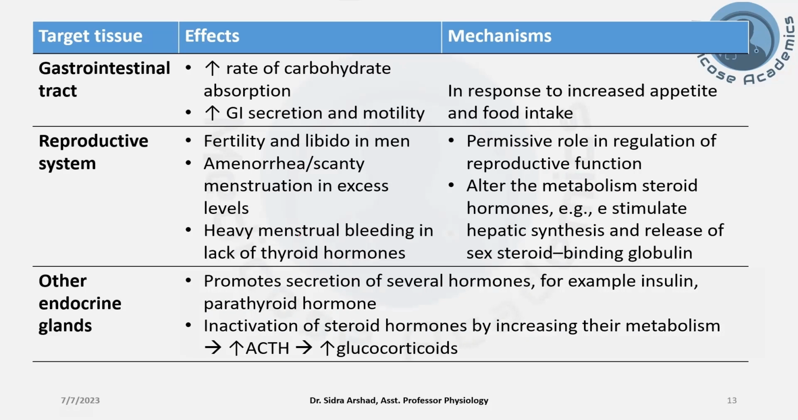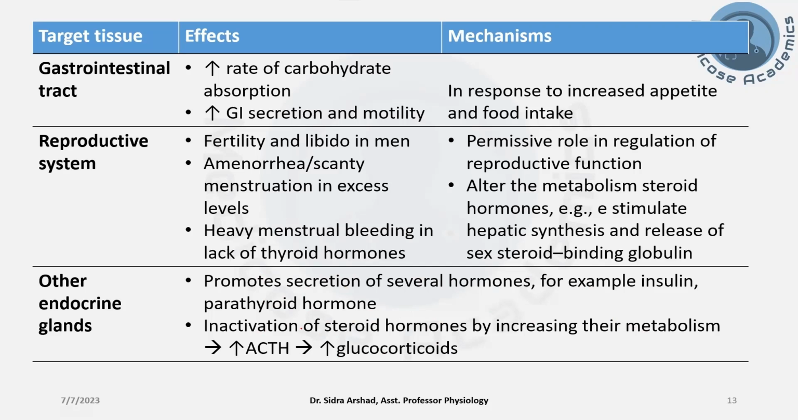The thyroid hormones also exert their effects on other endocrine glands by promoting secretion of several hormones, for example, insulin or parathyroid hormone when they are involved in bone growth and resorption. They also cause inactivation of steroid hormones because they increase the metabolism. So the inactivation of steroid hormones could occur by increasing their metabolism, which as a result is going to stimulate the release of ACTH from the pituitary, and the ACTH is going to stimulate the release of glucocorticoids.